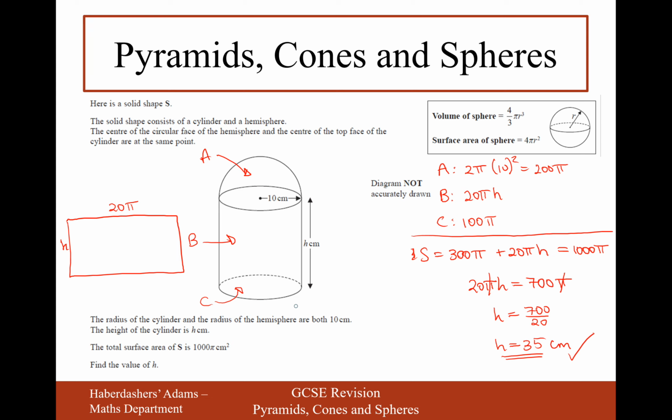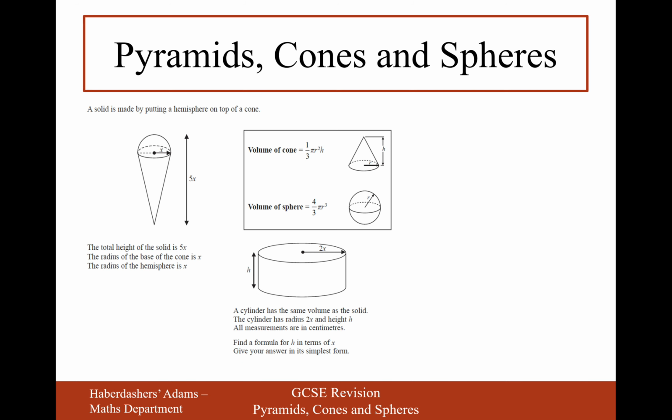Lovely, there we are. So that's the answer for this question here. So common strategy here, if you want to work out the surface area of some complicated shape, break it up into individual parts, add the parts together, and then solve the little equation that equals 1000 pi. Lovely, there we are. So let's move on to the next question. Pause the video and give this one a go.